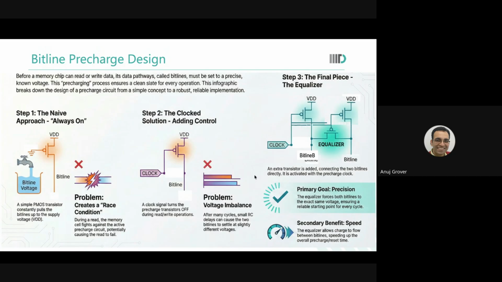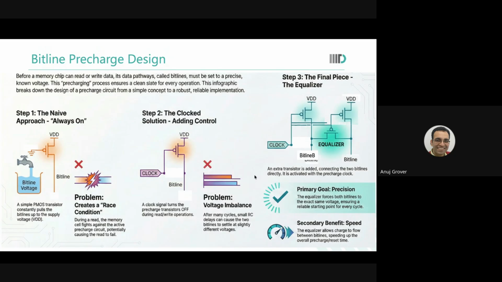Another part that is helping, another part that could be discharging the bit line. No. Yes, it is an RC. Even that equalizer has some resistance and the bit line has a huge capacitance. So there is an RC delay.